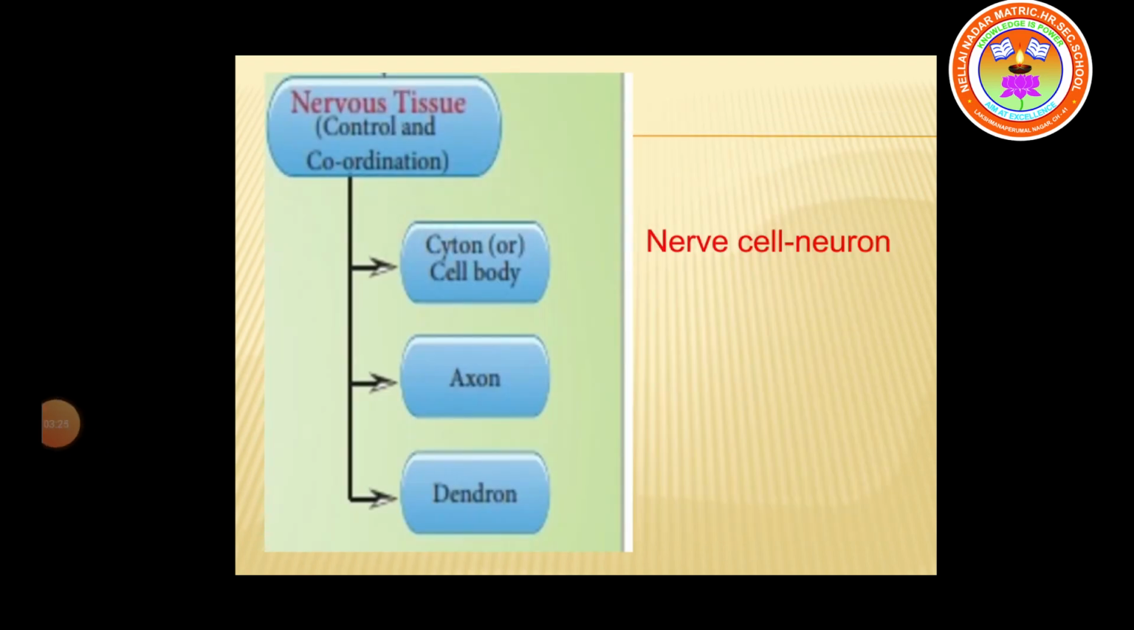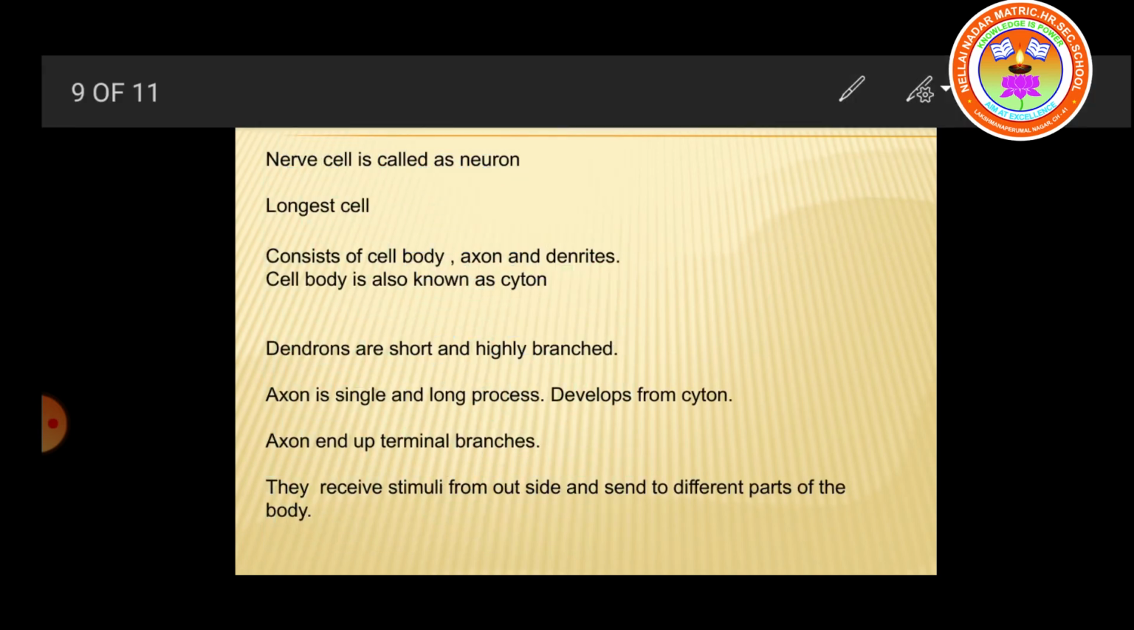Now, let us see what is nervous tissue. The nervous tissue is made up of nerve cells called neurons. The neuron is the longest cell in our body. It consists of three parts, namely cell body, axon, and dendron. The cell body is also known as cytosol.